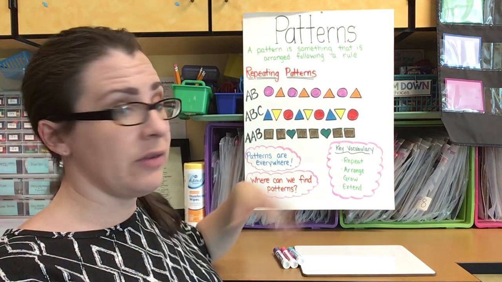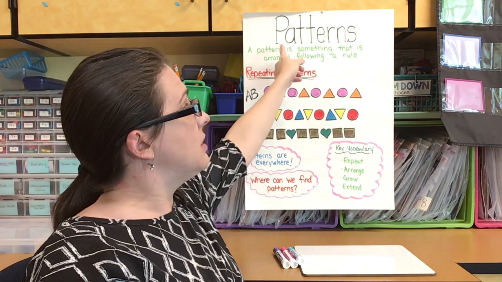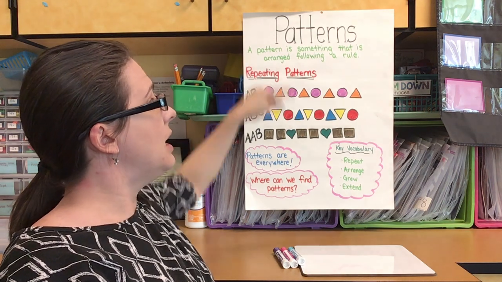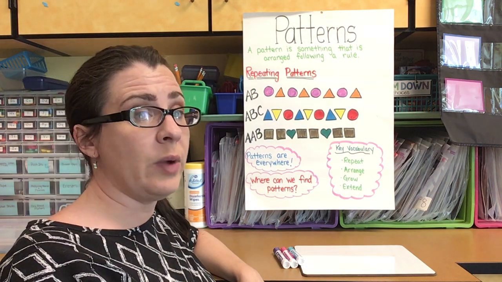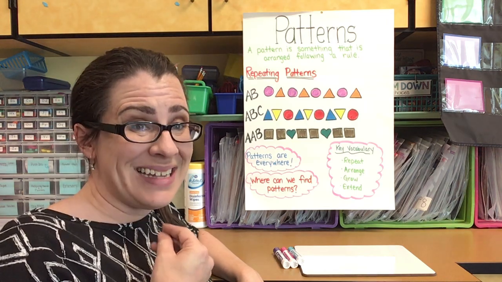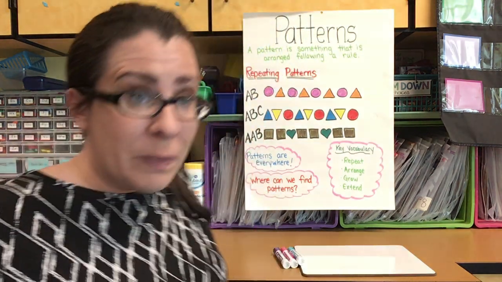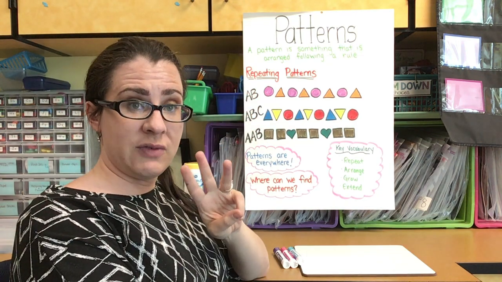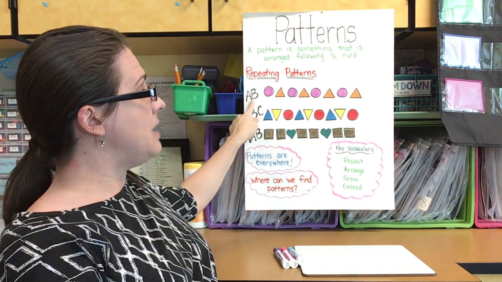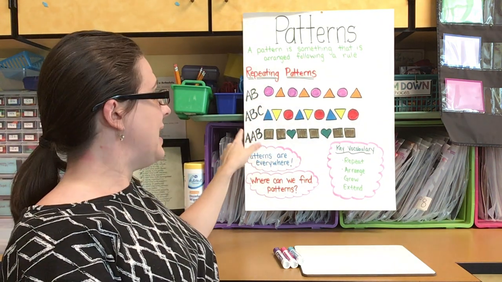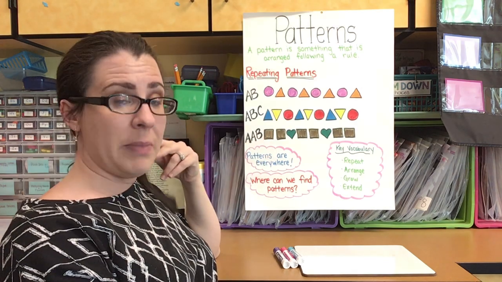And right here, I have got this chart. And you see at the top, it says patterns. And it tells us a pattern is something that is arranged following a rule. And I like to tell you that patterns repeat because patterns repeat. If you look right here, there are 3 different types of patterns that we've talked about. We've talked about AB patterns, ABC patterns, and AAB patterns.